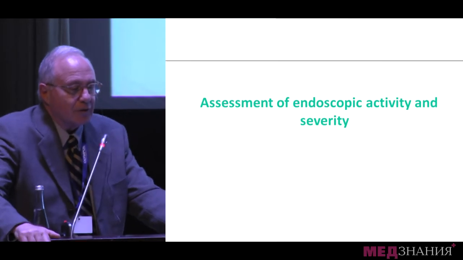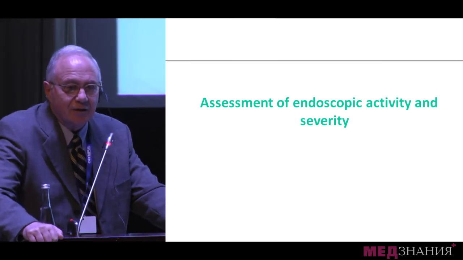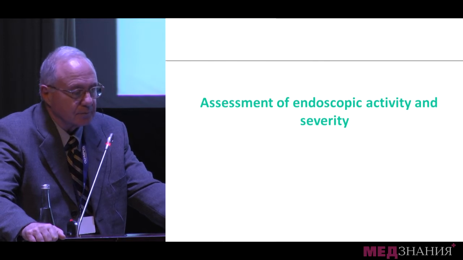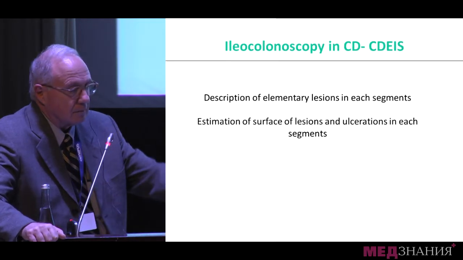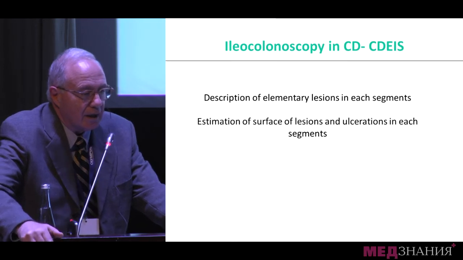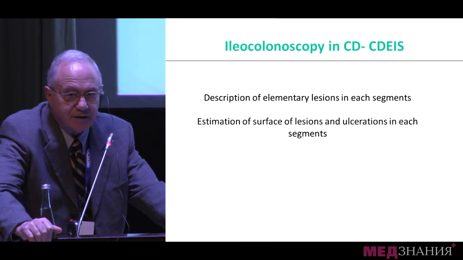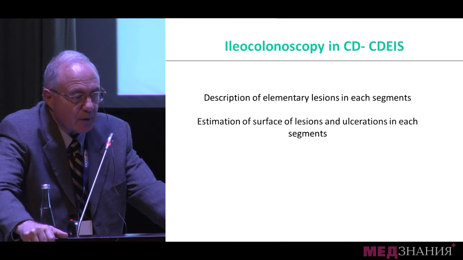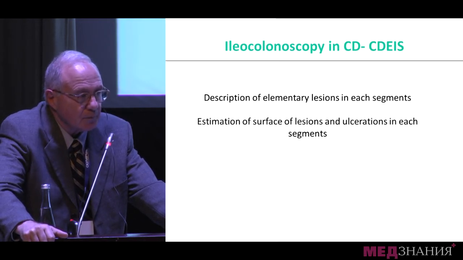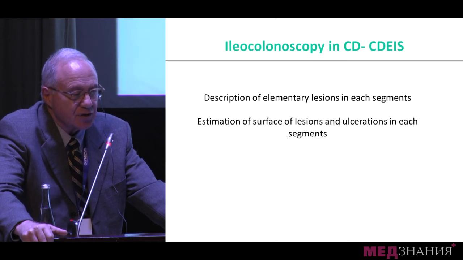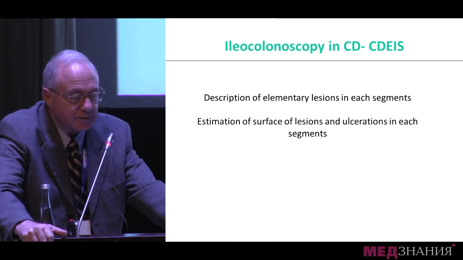Let's talk a little bit about endoscopic activity and assessment of endoscopic activity and severity. Well, here we use the Crohn's Disease Endoscopic Index of Severity, or the Simple Endoscopic Score, in which we describe the elementary lesions in each segment, and we estimate the surface of the lesions and the ulcerations in each segment.